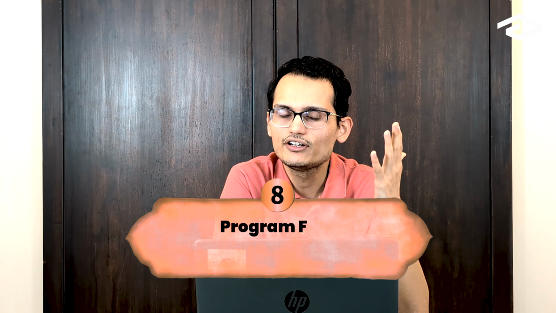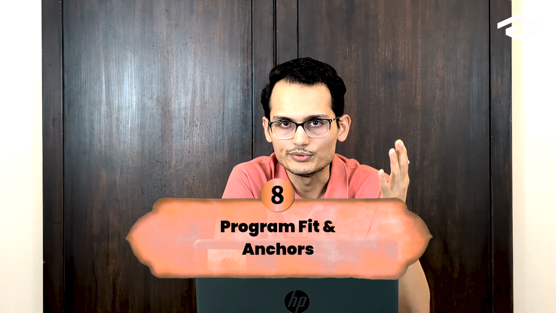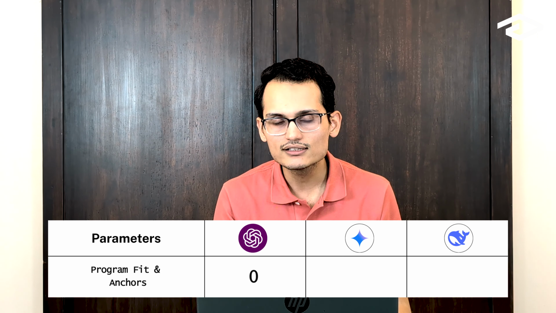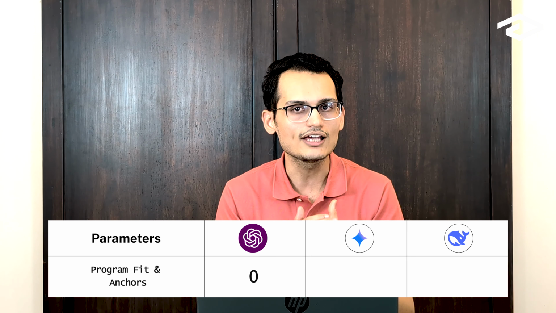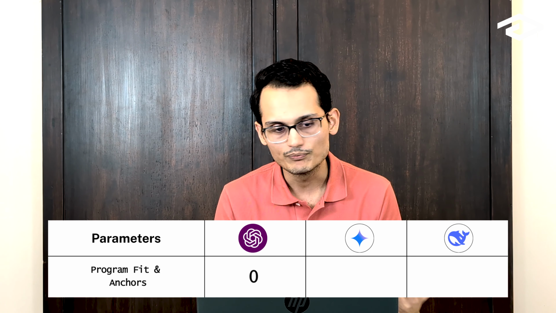The next point is program fit and anchors. When you write an SOP, you need to explain to the university why the university should choose you and why you are a good fit for the university, or why the university's program is going to help you in achieving your career goals. Now, ChatGPT gets a 0 on 5. Like I said before, it just completely skipped this part. It did not use any of the information, so I'm giving it a 0.